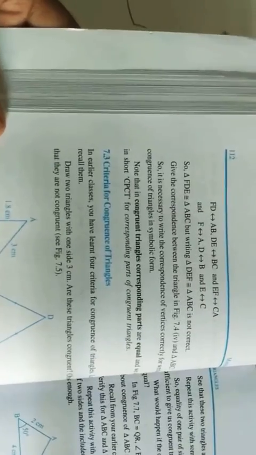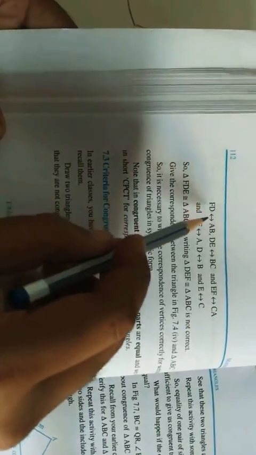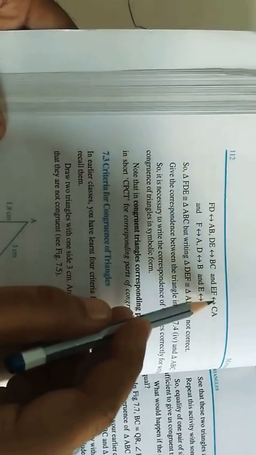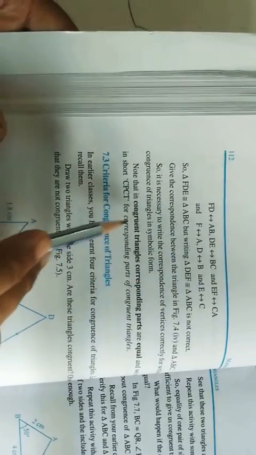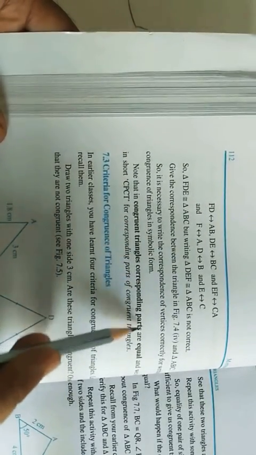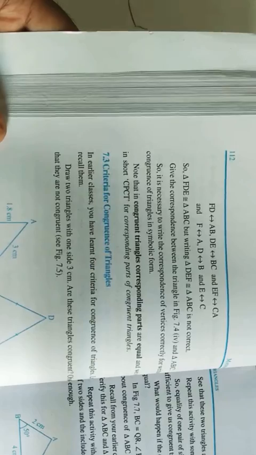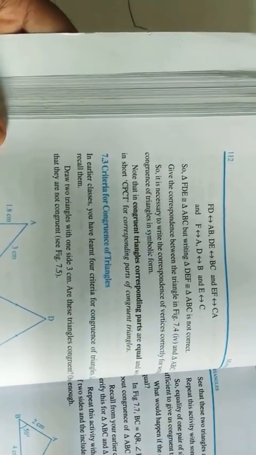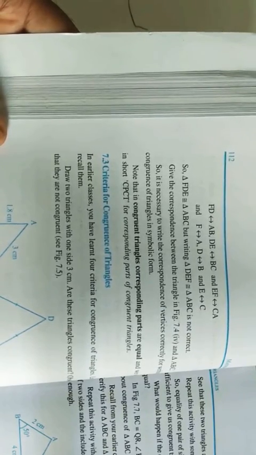From the back figure it is given FD is congruent, corresponds to AB, DE corresponds to BC, EF corresponds to CA, everything is given. So in congruent triangles, corresponding parts are equal, meaning FD and AB both correspond, so both are of equal size and equal shape. Now the next theory, that is the criteria for the congruency of the triangles.